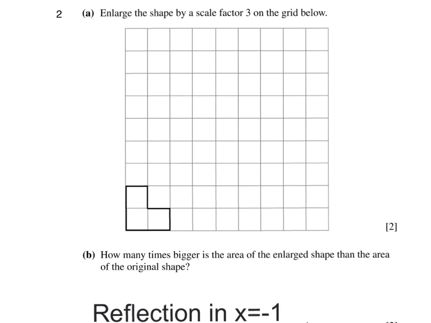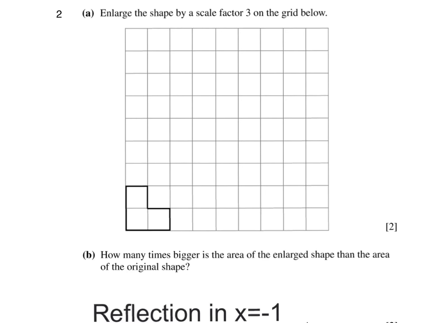This question is an enlargement question, and in an enlargement question you need to be given the scale factor. That basically means how many times bigger to draw the shape. So the current shape has a side of 2 squares going vertically. Because we're doing scale factor 3, we multiply that by 3 to get a side of 6 squares going vertically.